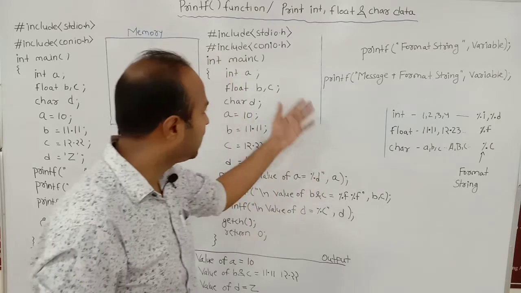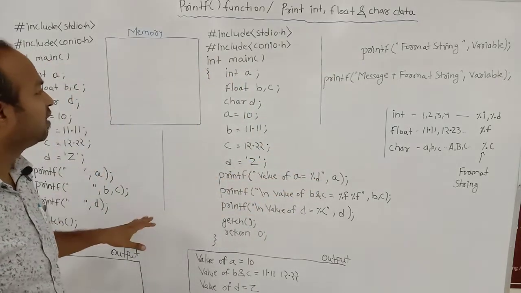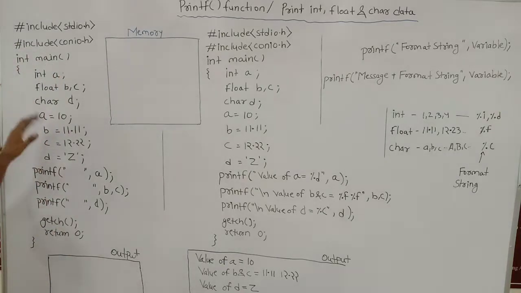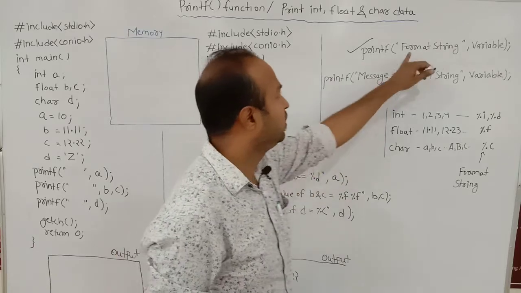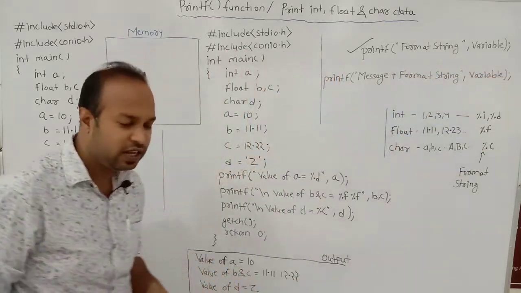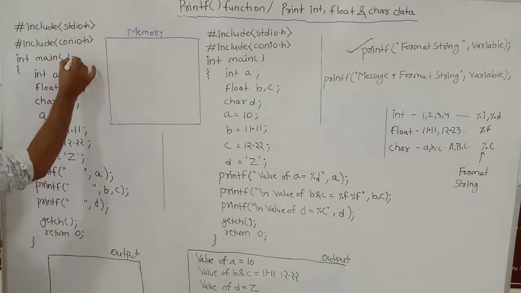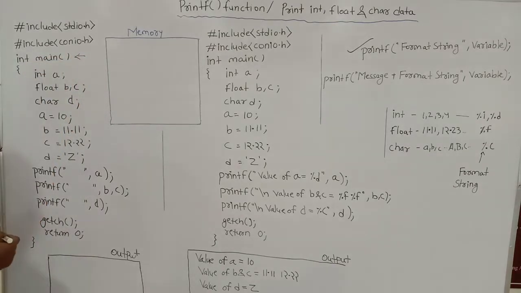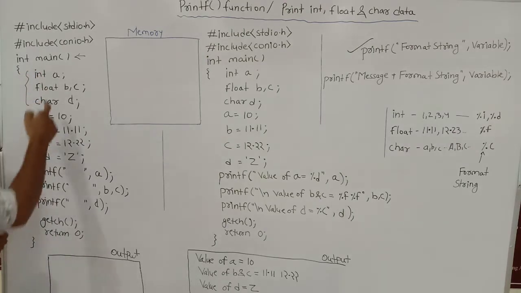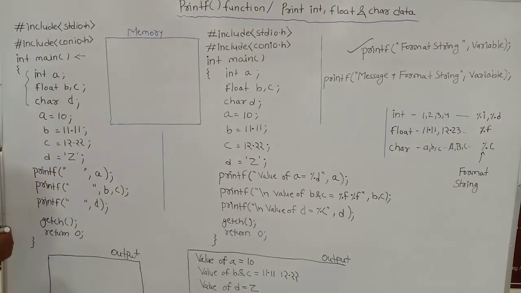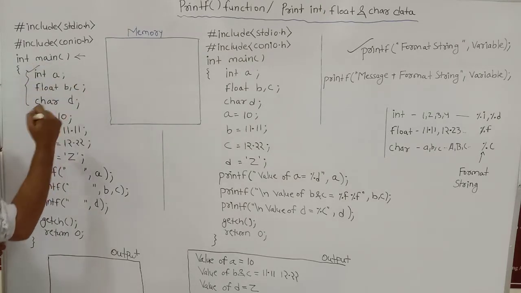So we can understand these two methods by using a simple example. First of all, we will study this function, format string and variable, how we can print integer, float or character data. So the first program is here. Our execution starts from the main function, and here we have declared three types of variable: integer variable, float variable and character variable. When the first line executes, one variable will be created.